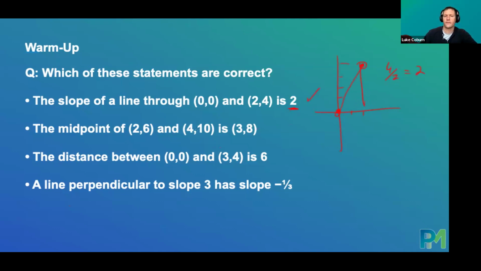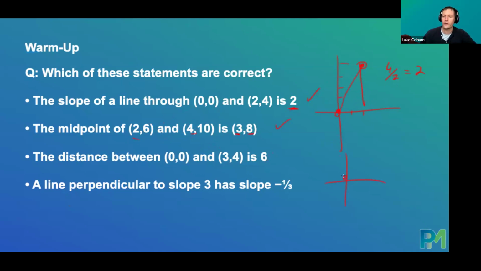Okay, the midpoint of 2, 6, and 4, 10. Well, if I take 2 and I take 4, what's halfway in between 2 and 4? Well, it's 3, and then halfway between 6 and 10 is 8. So that's also correct.